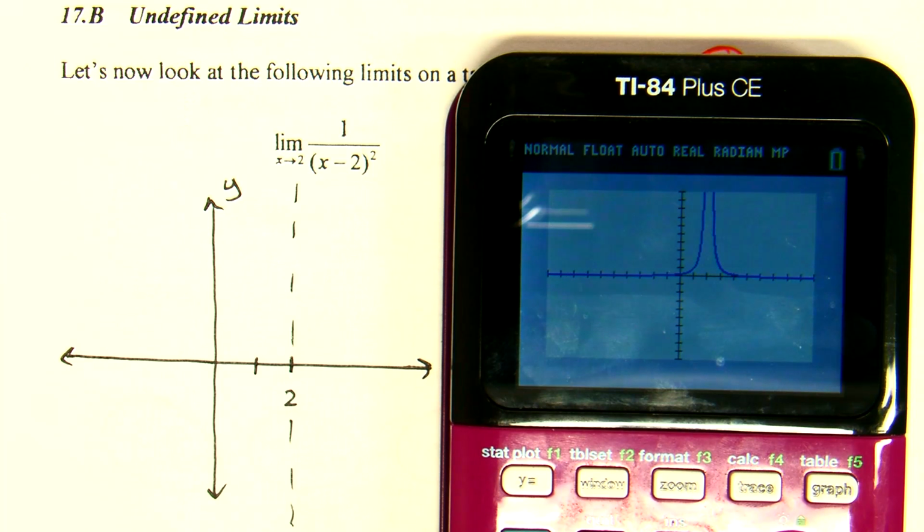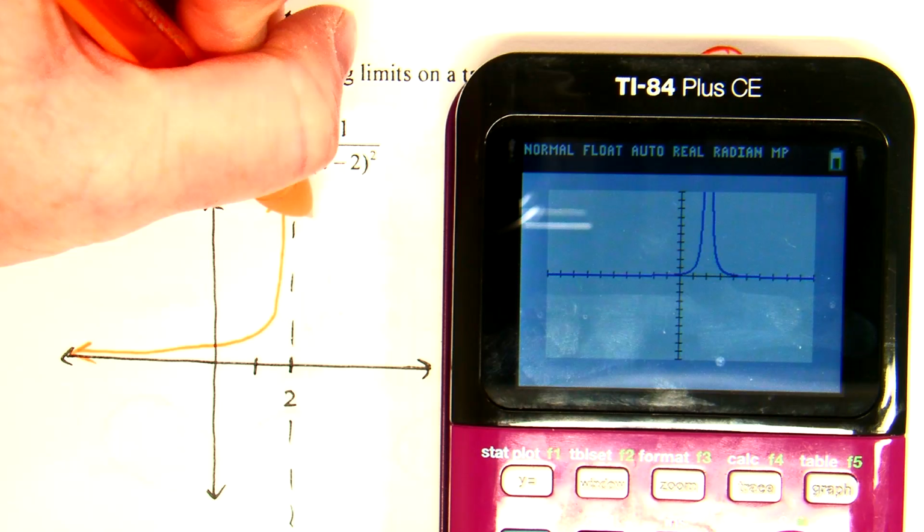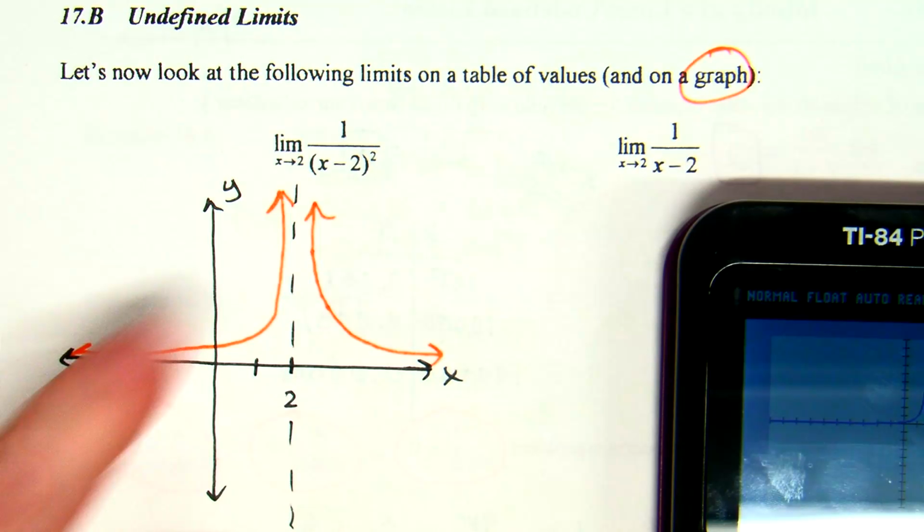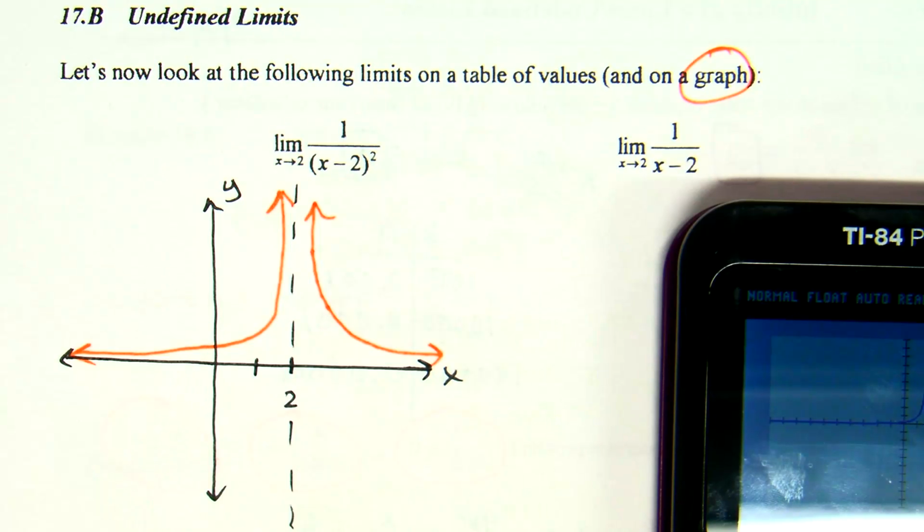Your calculator doesn't show you vertical asymptotes, so you need to understand that that's at 2, and how to, whether you use a calculator to trace it, or what you do there. Now, the graph looks something like this. And this is saying, as x approaches 2, what is the limit here?